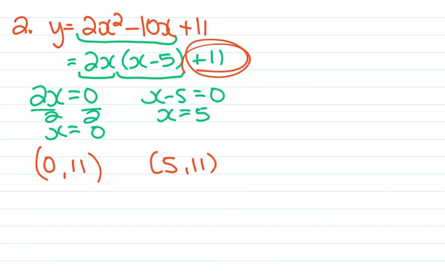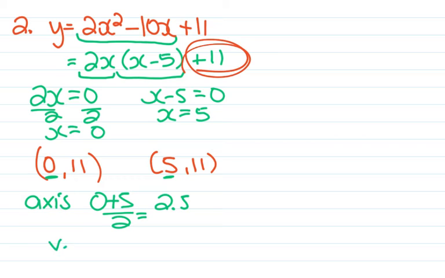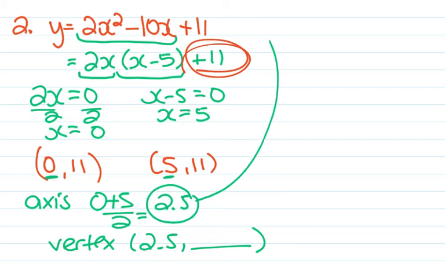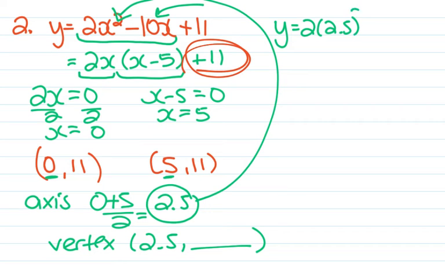Now I'm going to find the axis of symmetry, which is halfway between the x coordinates. So 0 plus 5 divided by 2 is 2.5. So far for my vertex, I have 2.5 comma blank. Take the 2.5 back to the original equation and plug it in the place of x to solve for the rest of the vertex. So y equals 2 times 2.5 squared minus 10 times 2.5 plus 11.